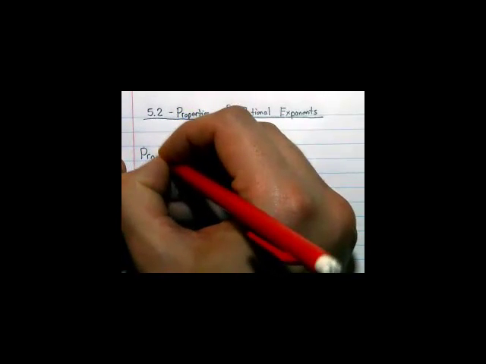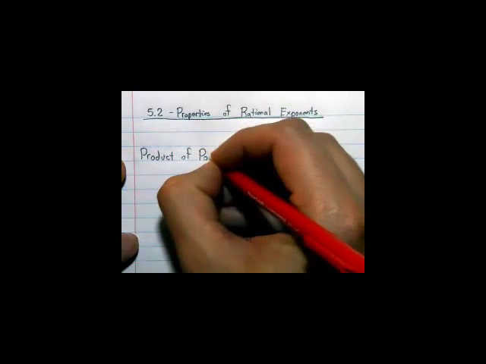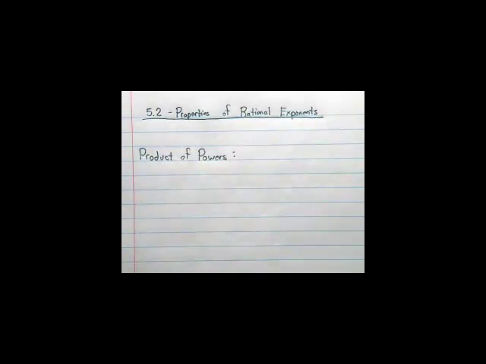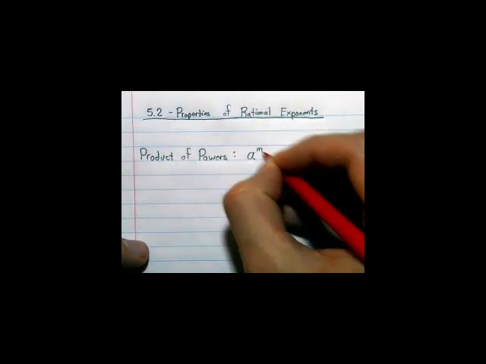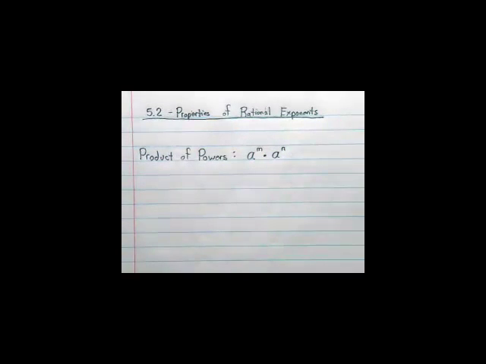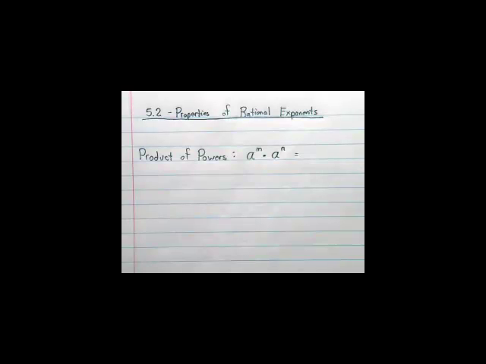The first one we're going to look at is called the product of powers. A product of powers basically says that if you have two powers, a to the m times a to the n, and they have the same base, they're both a, the same number raised to two different numbers, and you're multiplying them together, you can turn it into just one power.